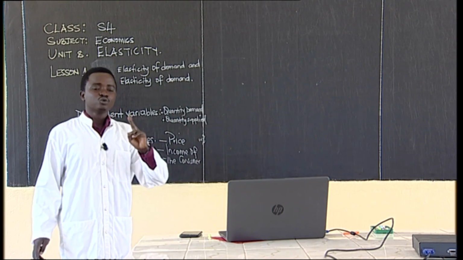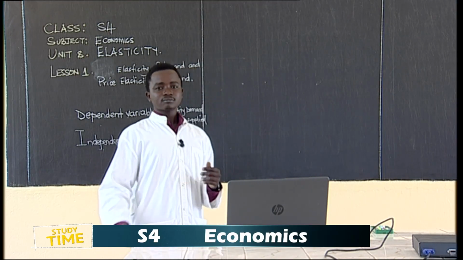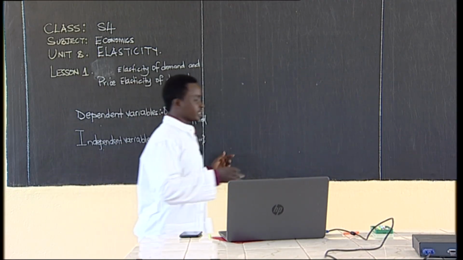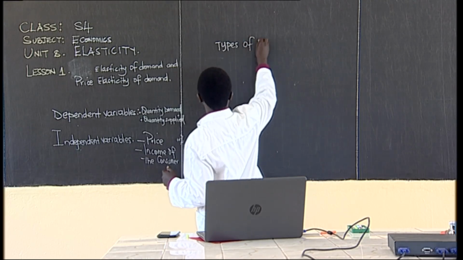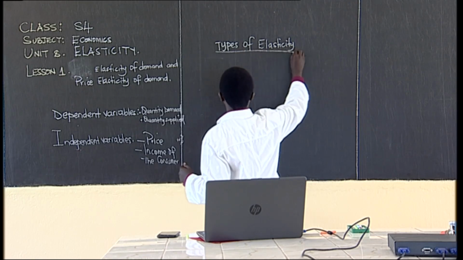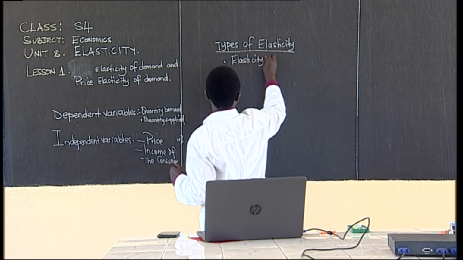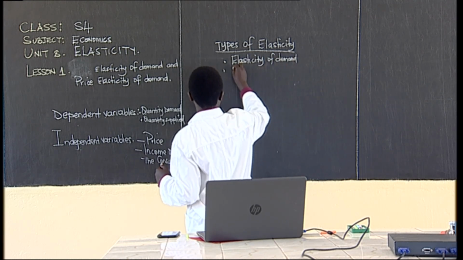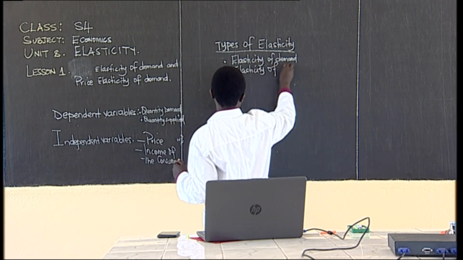Therefore, we have two types of elasticity when it comes to economics: elasticity of demand and elasticity of supply. Those are the two types of elasticity that we have, here in economics. We look at elasticity of demand, and then we have what you call elasticity of supply.